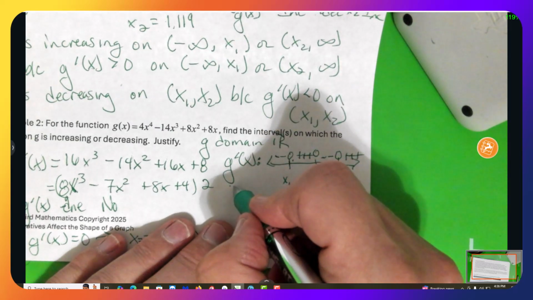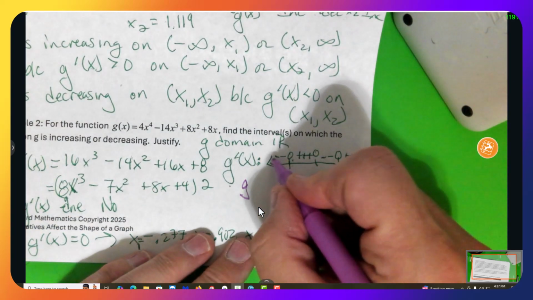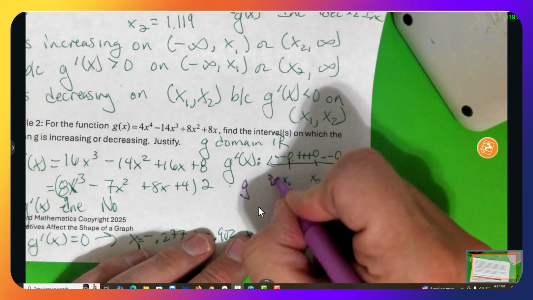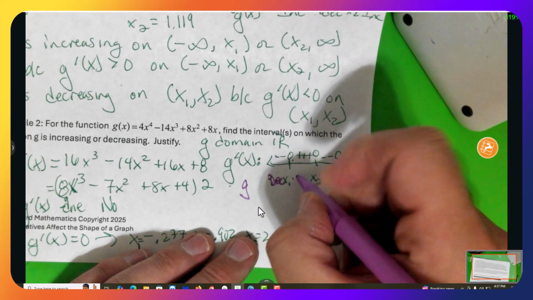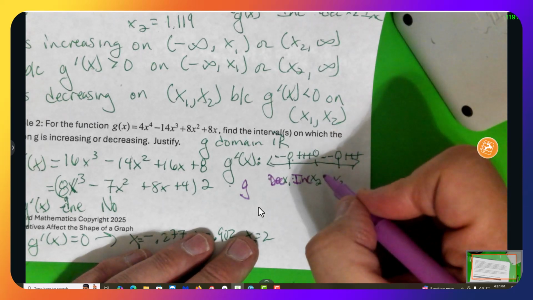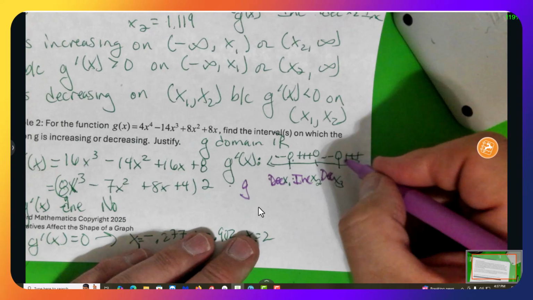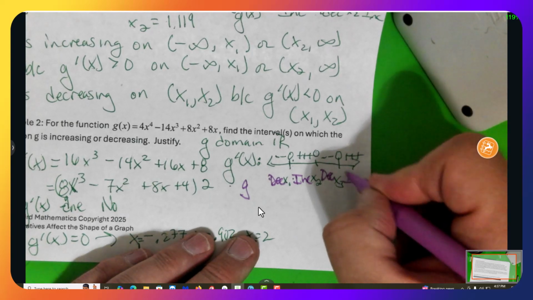And notice on my paper, if you need to, you're going to come over here, and that means g. So if the derivative is negative, it's decreasing. Positive, that means the function's increasing. If g prime is negative, the function g is decreasing. Oh look, g prime is positive, so the function's increasing.